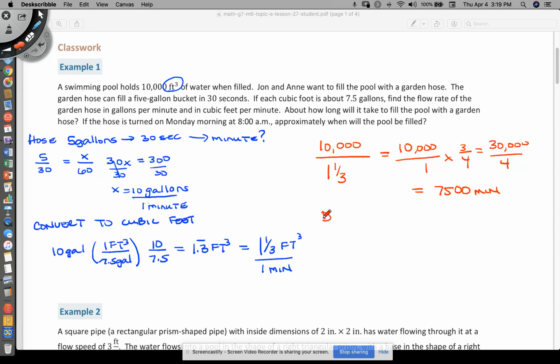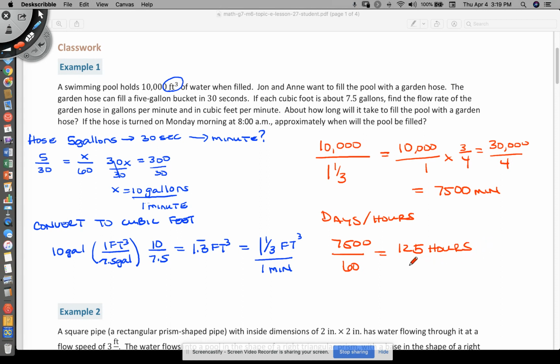So let's talk about that. Let's talk about converting to days and hours. What does that look like in terms of days and hours? So 7,500, let's go ahead and divide that by 60. And I get 125 hours.